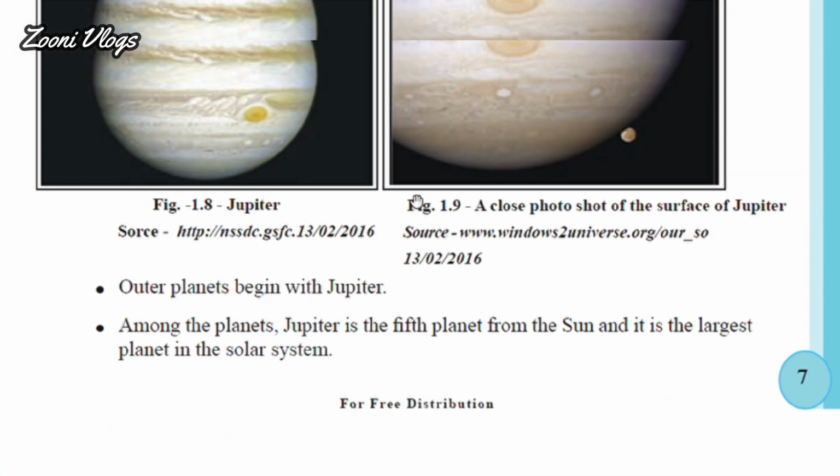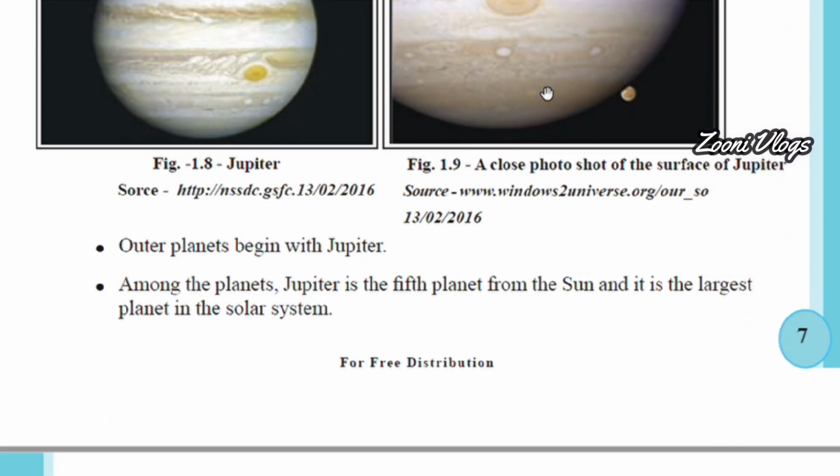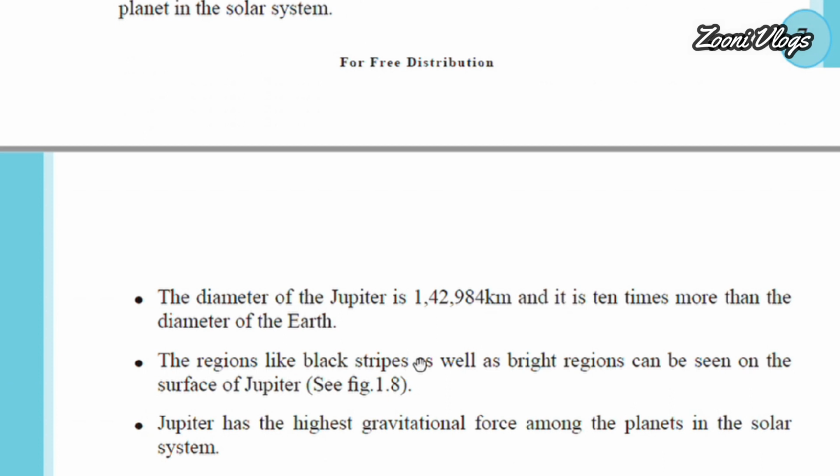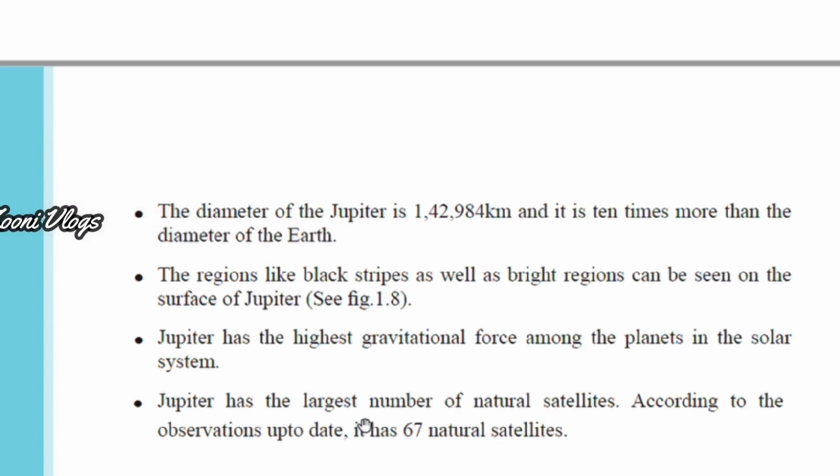Now you can see the stripes here. Jupiter has the highest gravitational force among the planets in the solar system. Jupiter has the largest number of natural satellites. According to the observations up to date, it has 67 natural satellites.